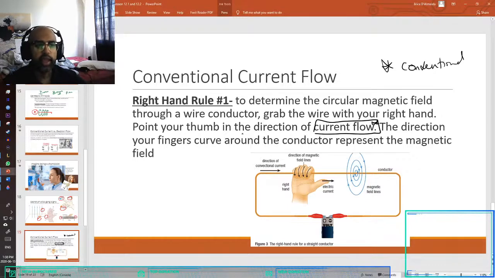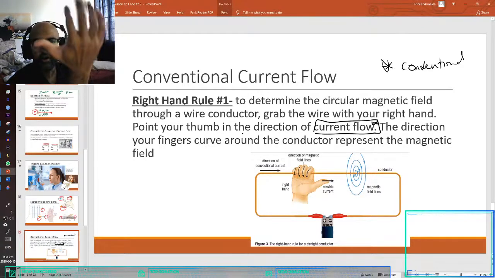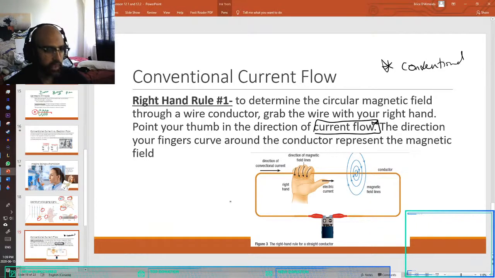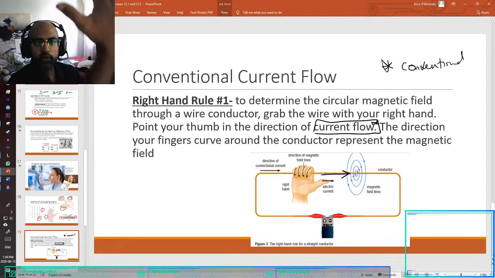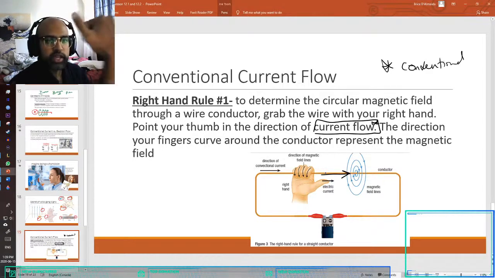Here's how it goes. If we know the way that the conventional flow is through a wire, we point our thumb in the direction of the current. If our thumb is the direction of the current, then our fingers are the magnetic field. So in this example, for conventional current, positive terminal to negative terminal, the current is this way. The magnetic field on the wire goes below the wire, into the page, and then around the wire, and then out of the page when it's above it.